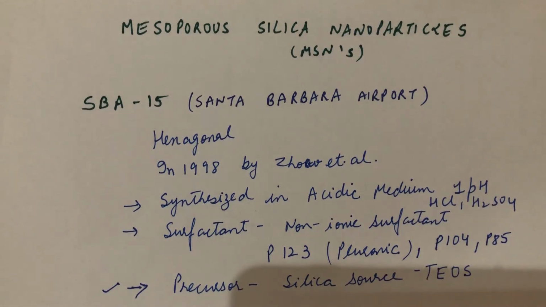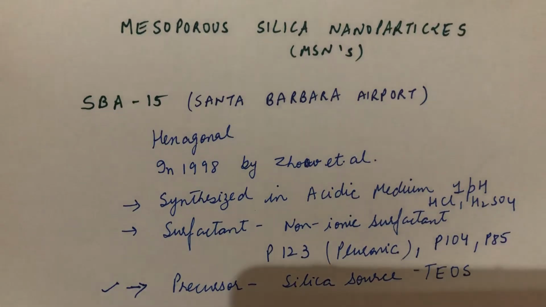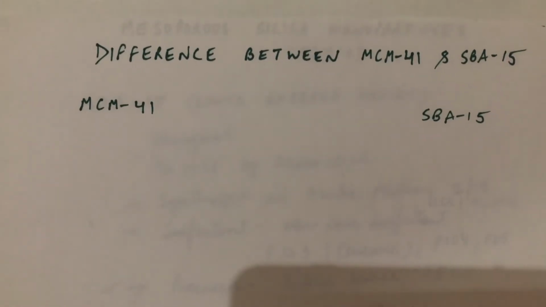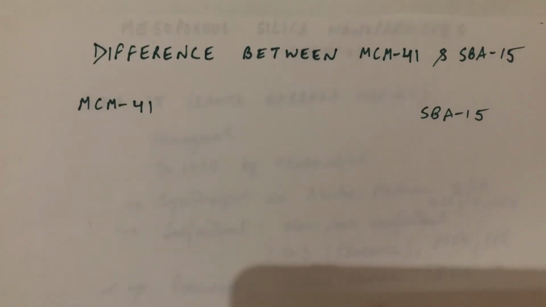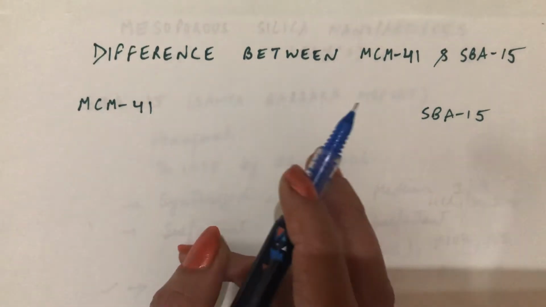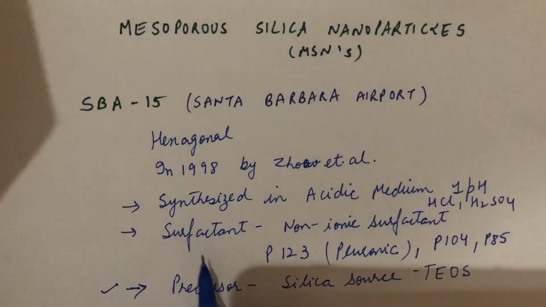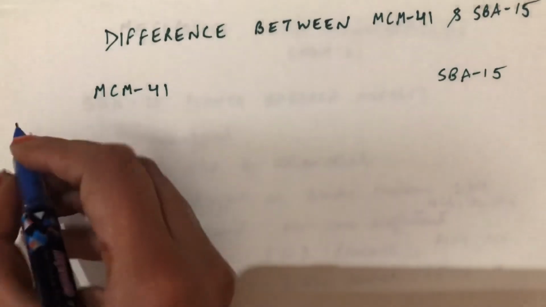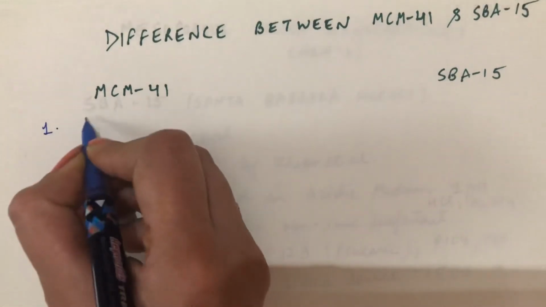Now I will discuss the main part of the video, which is the difference between SBA15 and MCM41. This is the main question: how do we know what the difference is between the two, as both use the same precursor, as I discussed here. From this we come to know that the first difference between them is the surfactant used.